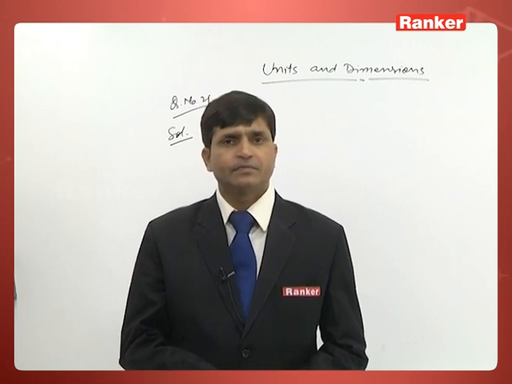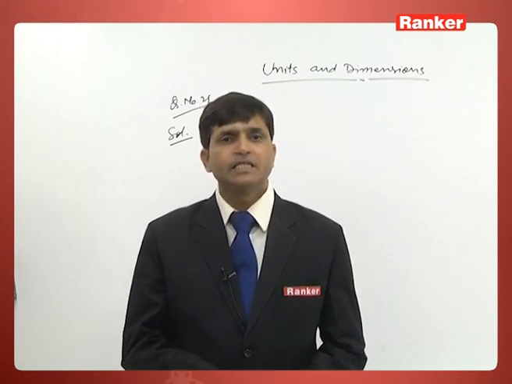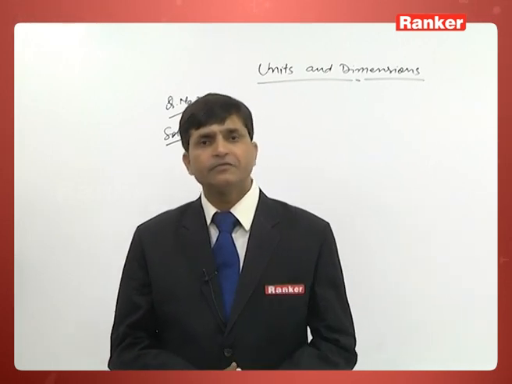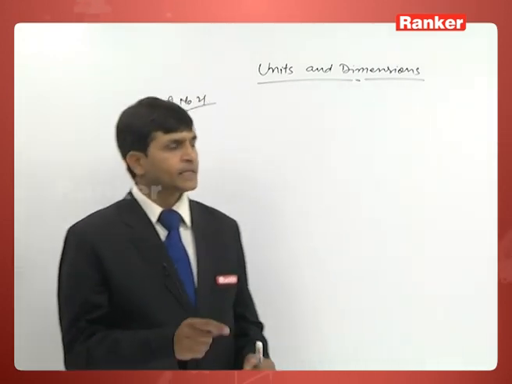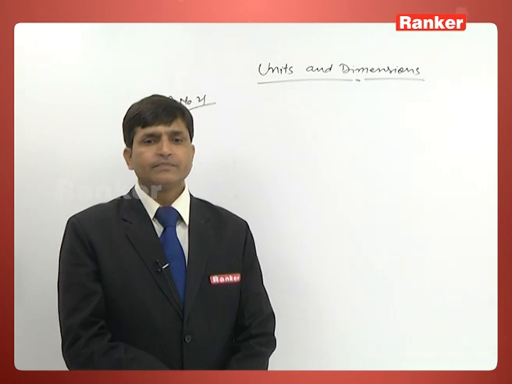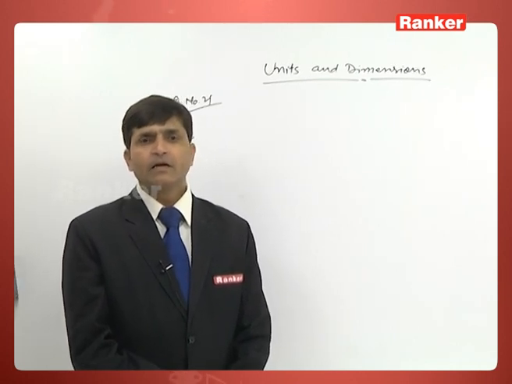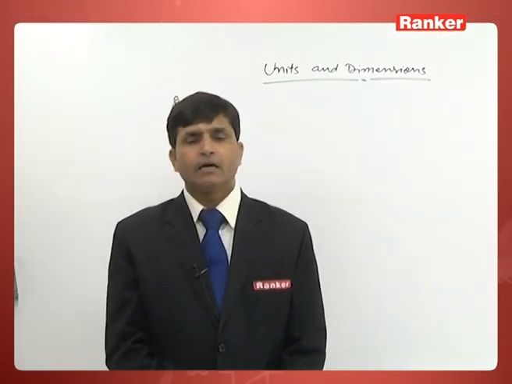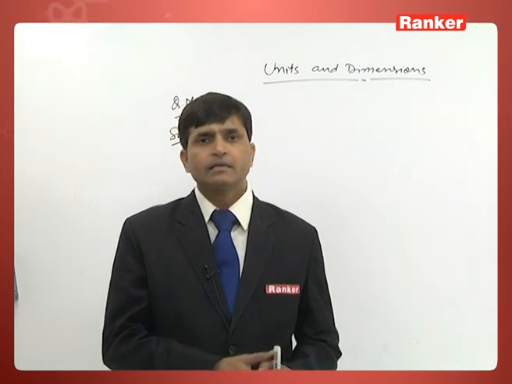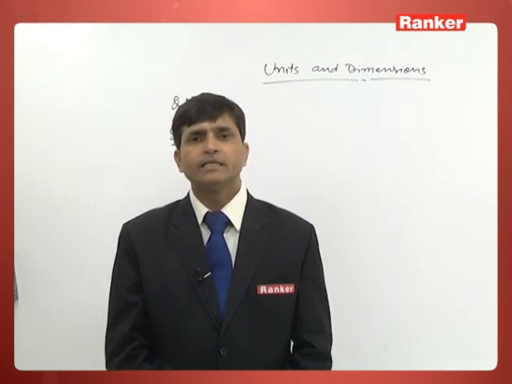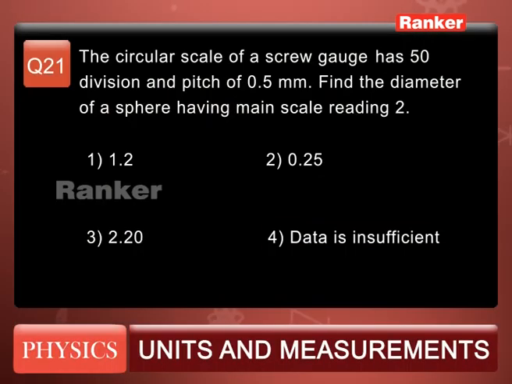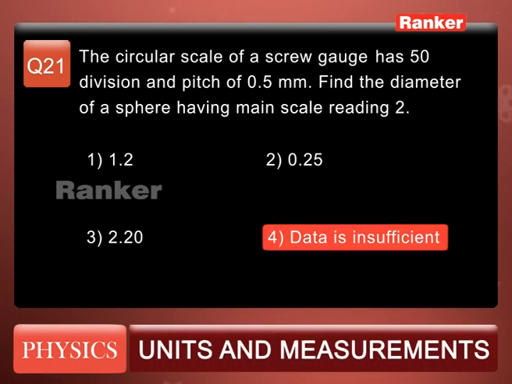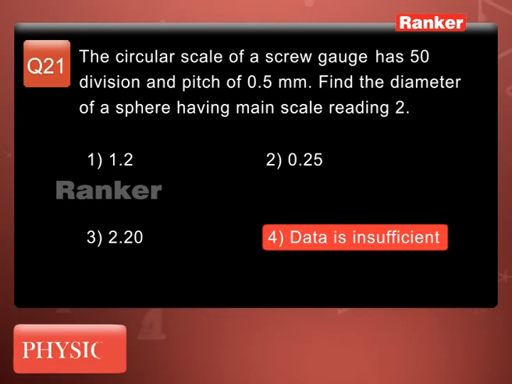with the circular scale. That is one part. Then we have to check which division of the circular scale is coinciding with the reference line. But in the given question, in the given data, they are only giving the main scale reading. They are not telling anything about where the reference line of the main scale is lying, or which division of the circular scale is along the reference line. That's why data is insufficient. We cannot calculate the data. So the answer is 4.